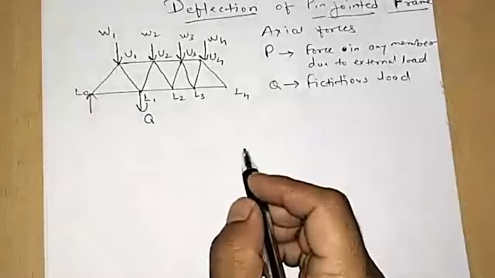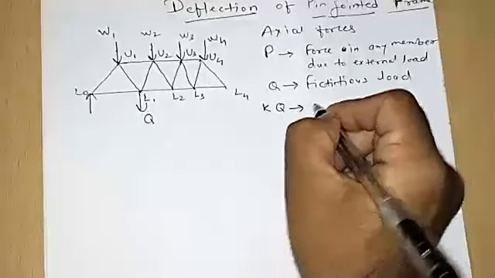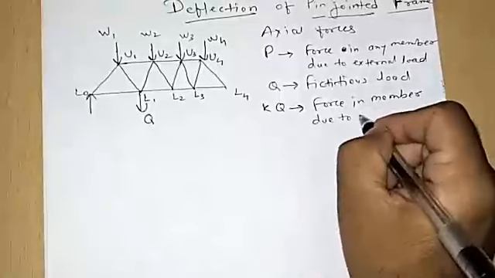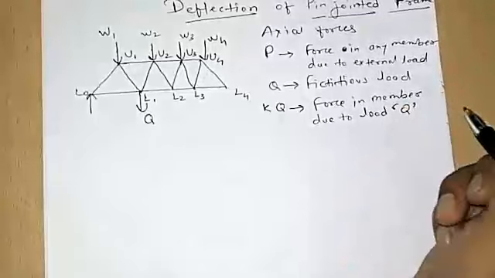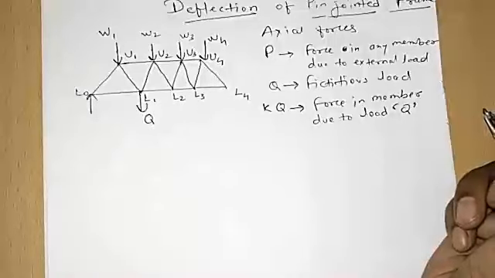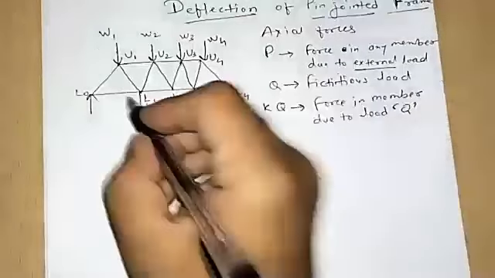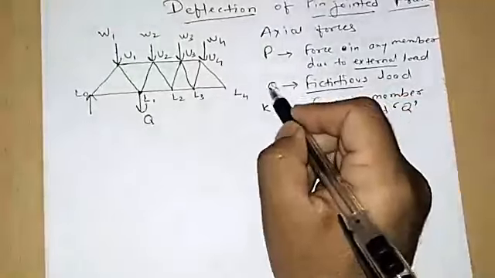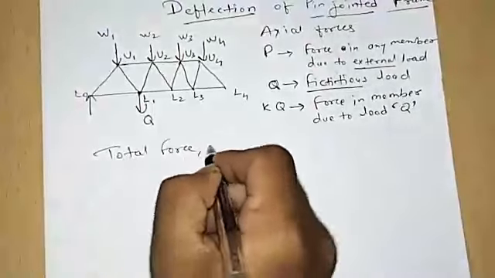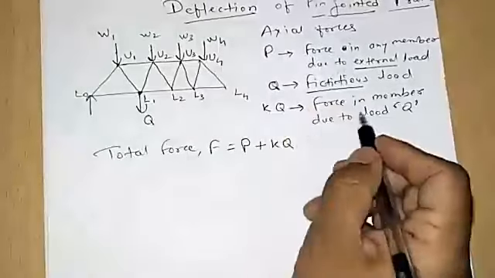And let us say this KQ is the force in the member due to this load Q. So if you want to know the total force in the member, the first one is the force in the member due to the external load, and we want to calculate the deflection at this point, and we have applied this fictitious load Q here. In that case, the total force F would be equal to P plus K into Q. P is due to the external load, and KQ is because of the fictitious load.